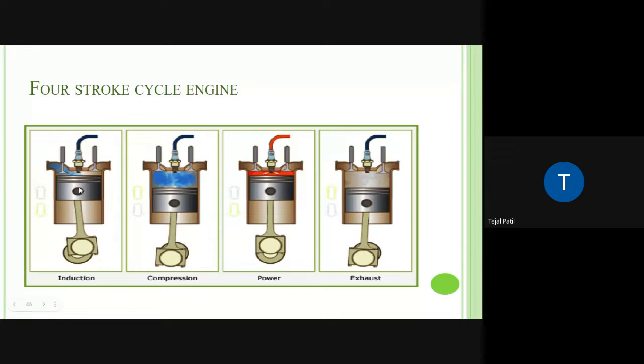So when the piston moves up and down, four strokes will be there: once up, then second again down, third time up, and fourth time again down. While one cycle is going on inside this cylinder, these four processes are going on: induction or intake, also known as suction, compression, power, and exhaust. While these four processes are going on, the piston will move four times, two times up and two times down. So that's why it is known as the four stroke.